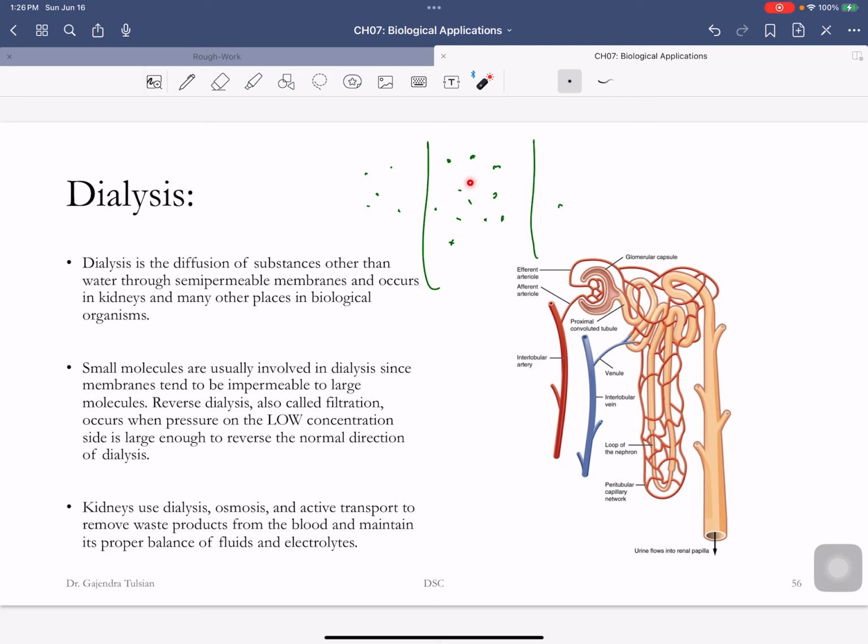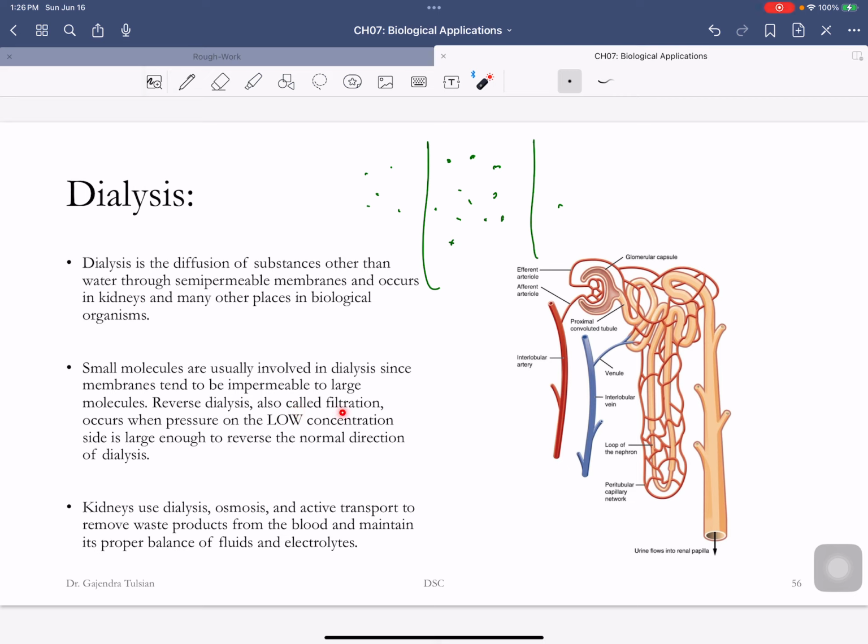So as long as these molecules are not water molecules, these could be glucose, waste products, and so on. It's the diffusion of substances other than water through semi-permeable membranes. These membranes are permeable to these smaller molecules. Small molecules are usually involved in dialysis since membranes tend to be impermeable to larger molecules. So generally these are smaller molecules.